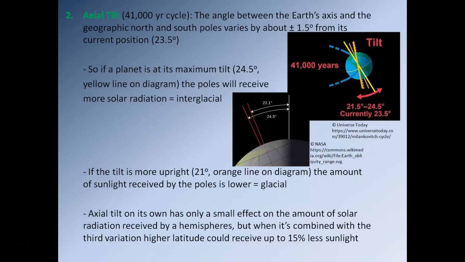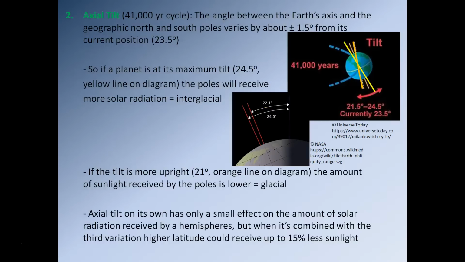So the next variable is axial tilt. So axial tilt essentially covers the angle of the Earth's axis. So if we look at this diagram here, the white line here represents the axis of the Earth if it was perfectly upright. Okay. Now the Earth isn't actually perfectly upright. It actually rotates at an angle to this perfect north-south axis. So the angle it rotates at varies between 22.1 degrees and 24.5 degrees.